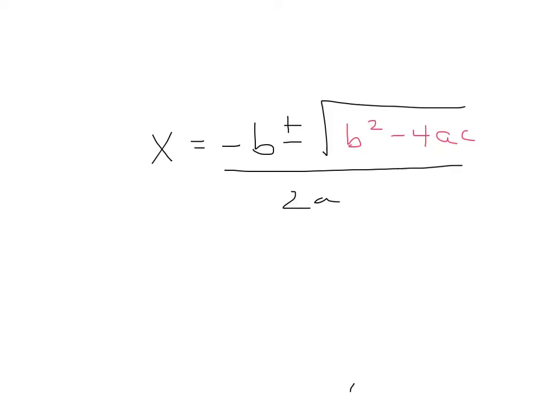Hi everyone. Today we're going to finish up our note on the quadratic formula. So recalling from last class, the quadratic formula is as follows. x equals negative b plus or minus the square root of b squared minus 4ac, all over 2a. This part underneath the square root sign, the b squared minus 4ac, is called the discriminant.